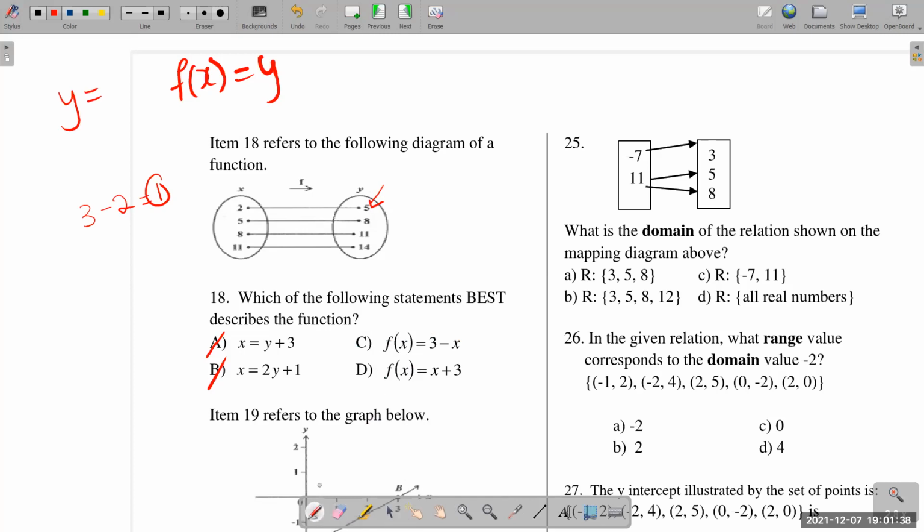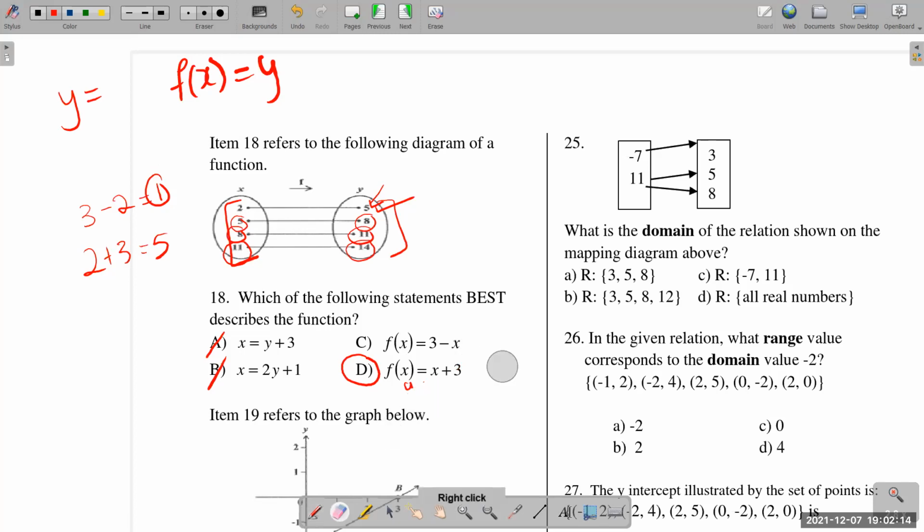The function that tells us y is equal to x plus 3. When x is 2 and I add 3, do I get 5? Yes. When I have 5 and I add 3, do I get 8? Yes. When I have 8 and I add 3, do I get 11? Yes. When I have 11 and I add 3, do I get 14? Yes. So this is the only correct answer, because when I plug all these values into the function, I get back the answers over here.